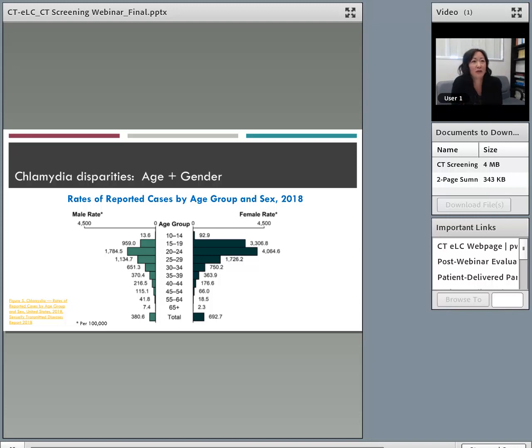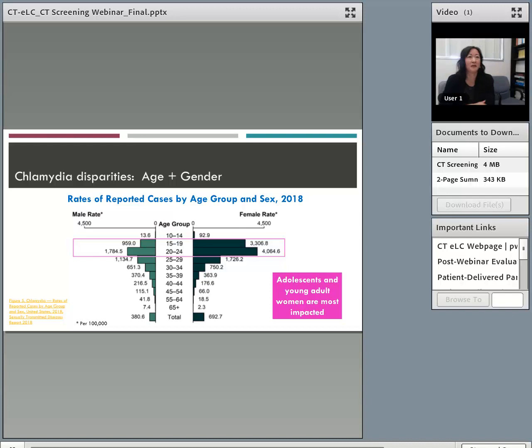And I think this is probably one of the most powerful slides in terms of showing the disparities here by age as well as by gender. There's some animation here just to highlight in this pink box that adolescents and young adult women in these age rankings and gender rankings are by far the most impacted by chlamydia. Of course, young men are affected as well when you look at the age categories of 15 to 24-year-old men compared to other age groups.